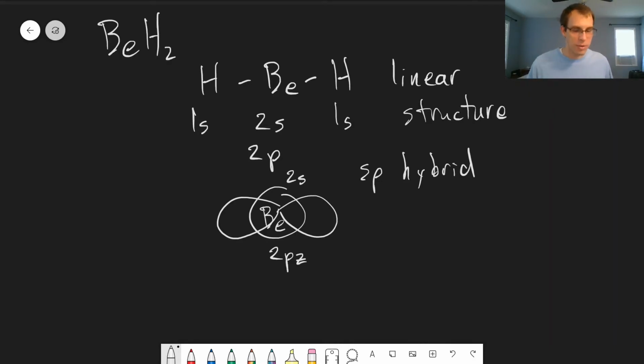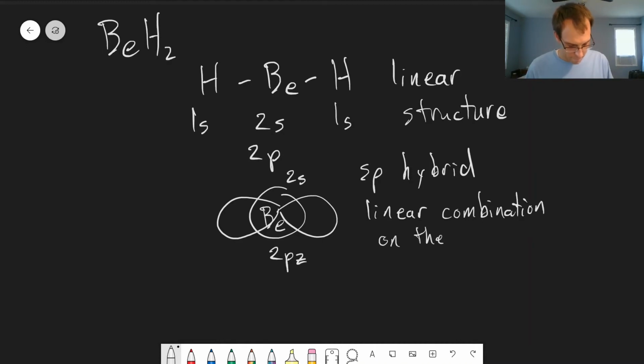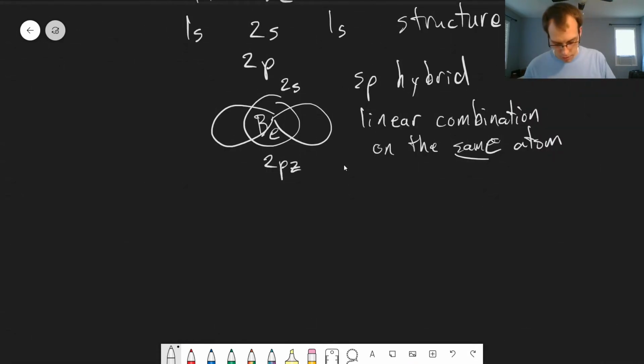Now, mathematically, the way we do this is a linear combination. So the 2s and 2p orbitals are close in energy. And similar to what we've done previously with combining atomic orbitals to form molecular orbitals, we're going to combine the atomic orbitals to form hybrid orbitals on a single atom. So this is a similar idea, but now we're doing a linear combination on the same atom. Okay, so what these look like, mathematically speaking, we'll call these an sp orbital, the psi sp.